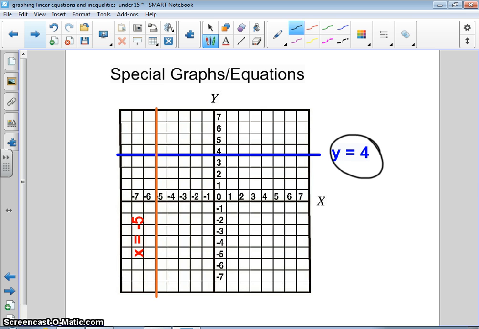And then the equation of this vertical line right here is going to be x equals negative 5. X stays the same. That's why it's a vertical line. And x is always negative 5. Vertical lines, x equals something. Horizontal lines, y equals something.